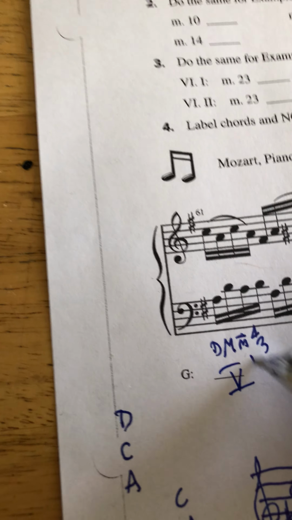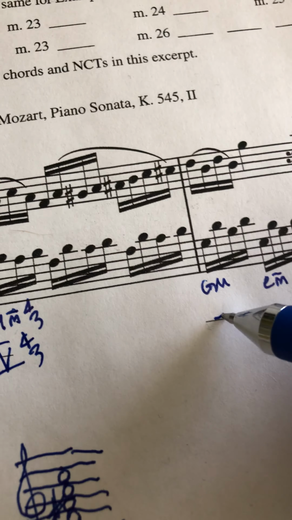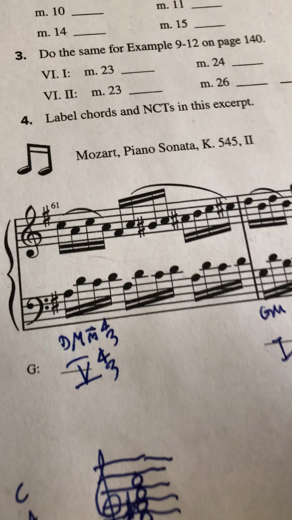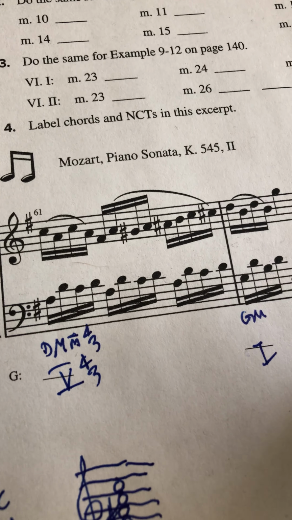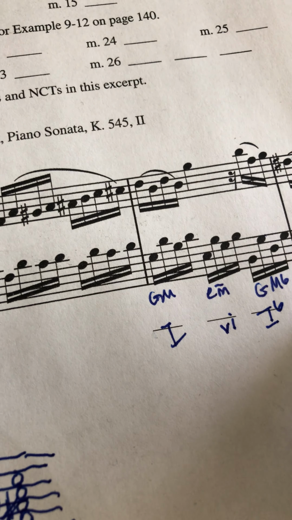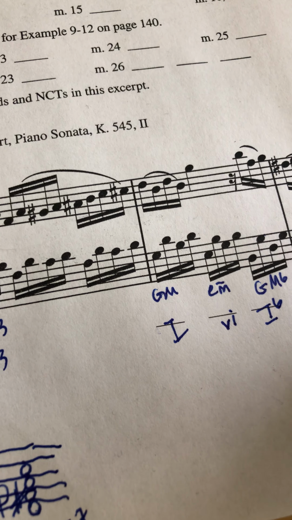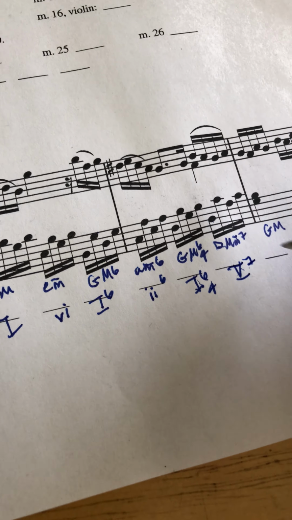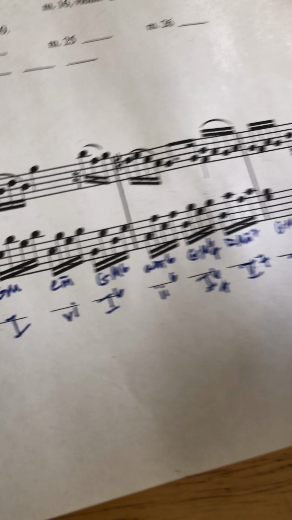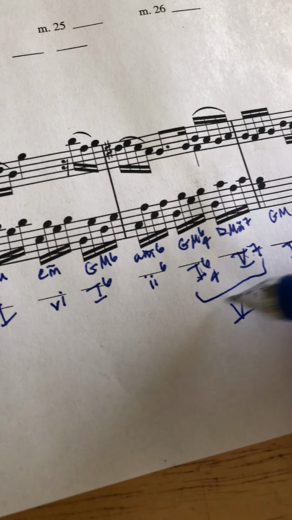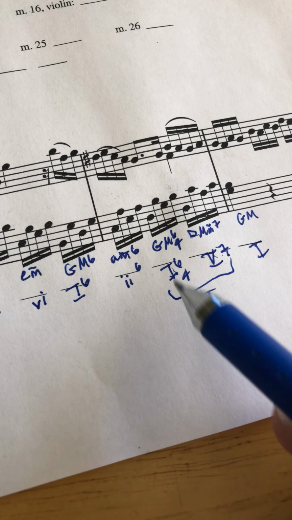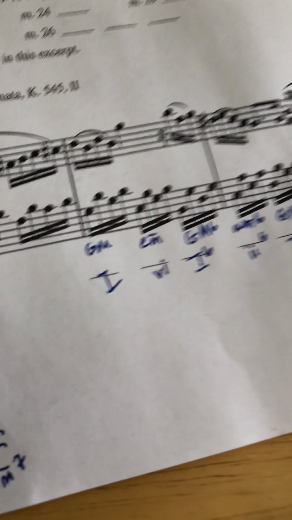In G, that's a 5, 4, 3, 1, 6, 1, 6, 2, 6, 1, 6, 4, 5, 7, 1. These two form up to be a dominant function. So 1, 6, 4, 5, 7 to 1.